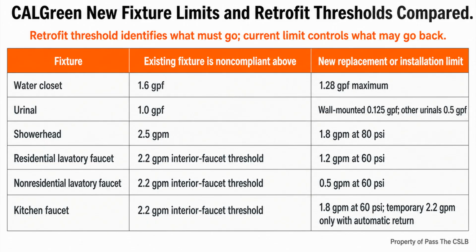When replacement is required, I do not shop to those old thresholds. I verify the replacement against the current requirement that applies to the new fixture and its location. For example, the source report pairs the older toilet trigger of more than 1.6 gallons per flush with a current replacement ceiling of 1.28 gallons per flush. The trigger tells me what must go. The new installation standard tells me what may go back.